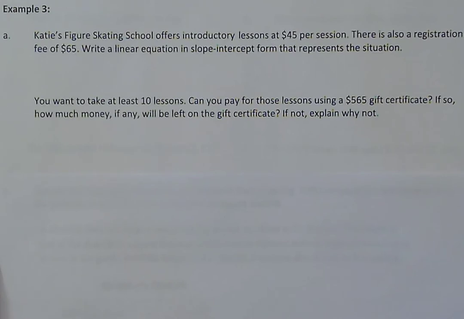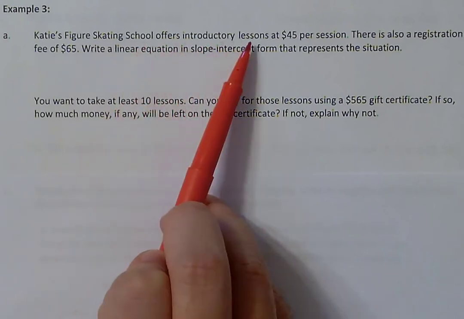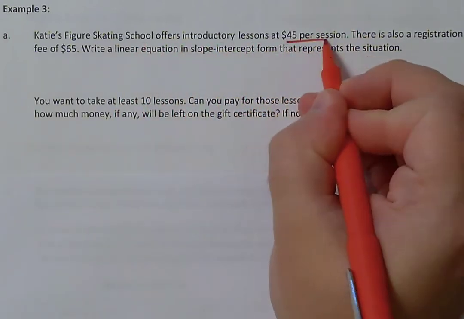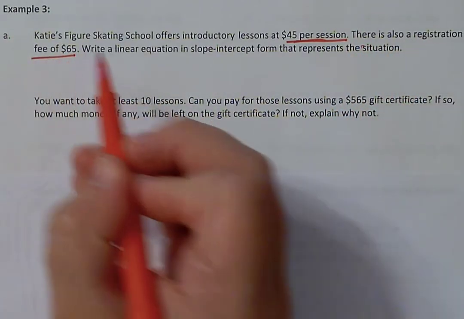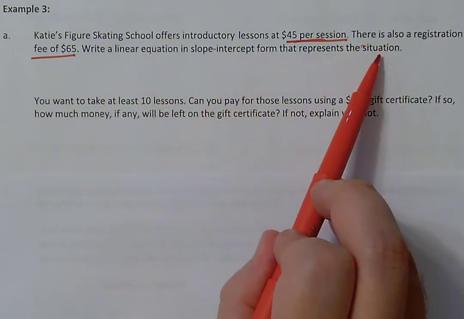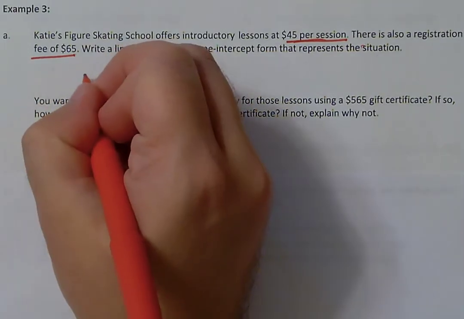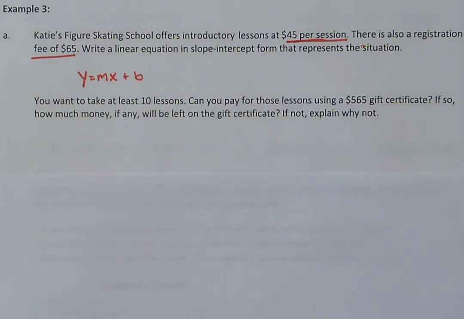All right, example 3. For part A, we have Katie's figure skating school offers introductory lessons at $45 per session. There is also a registration fee of $65, and we need to write a linear equation in slope-intercept form that represents the situation. So we're going to write something in the form of y equals mx plus b. Now, everything we have talked about up to this point, you need to have your slope and your y-intercept.